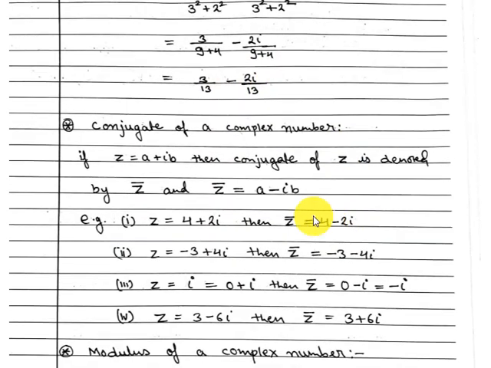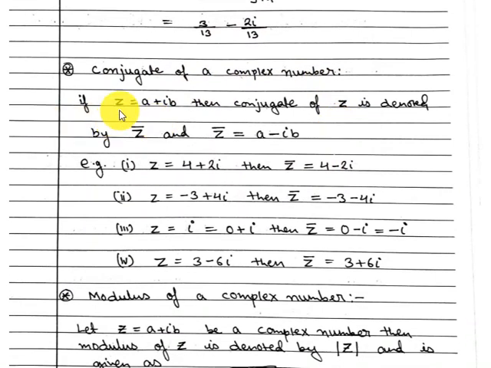And now next is the conjugate of a complex number. Suppose you have a complex number z is equal to a plus ib, then the conjugate of z is denoted as z bar. So this is the given complex number z is equal to a plus ib, and we are looking for its conjugate. The conjugate of this complex number z will be denoted by z bar, and this z bar will be equal to a minus ib, means whatever sign is over here will be changed. Suppose if it's plus over here, then it will become minus. If it is minus, then it will become plus. Clear?